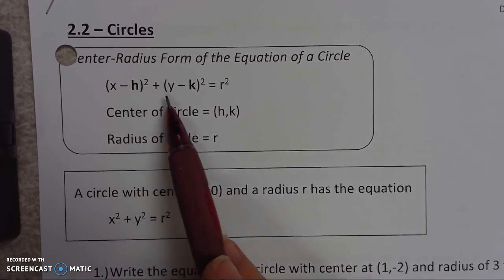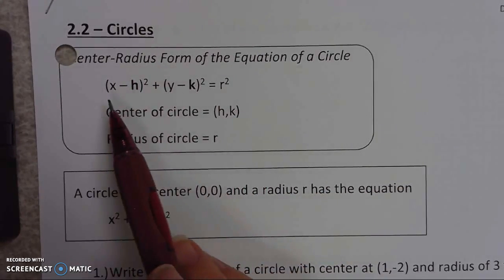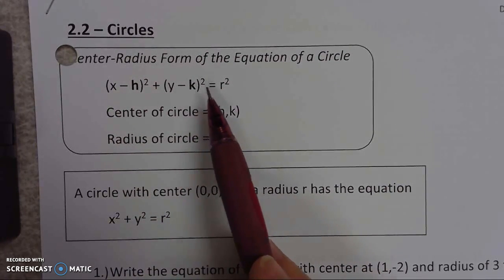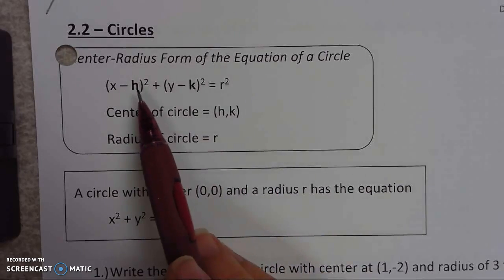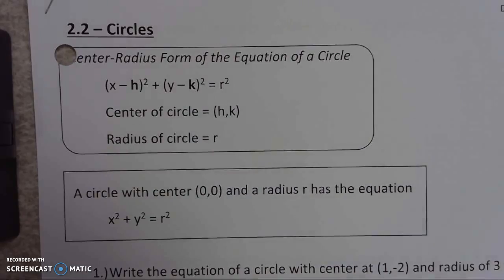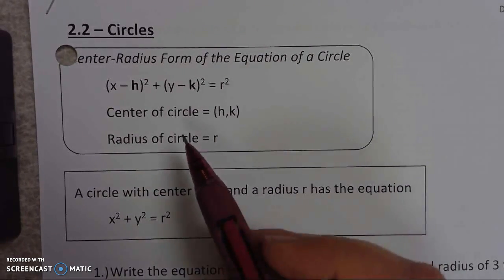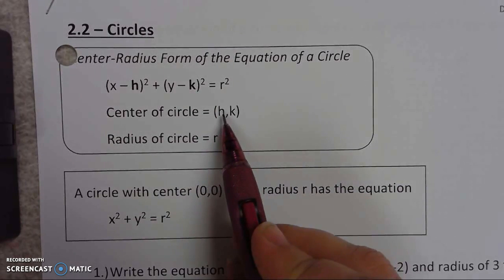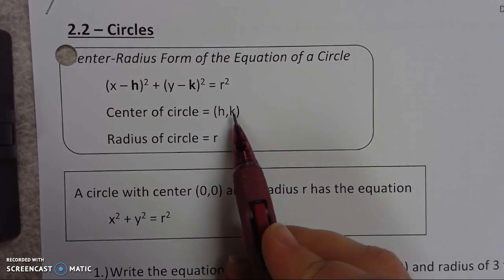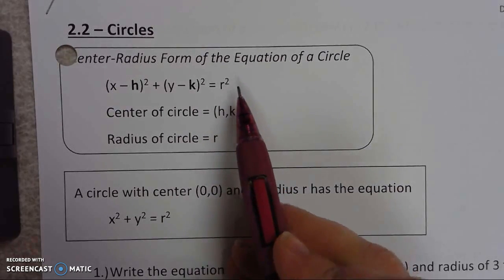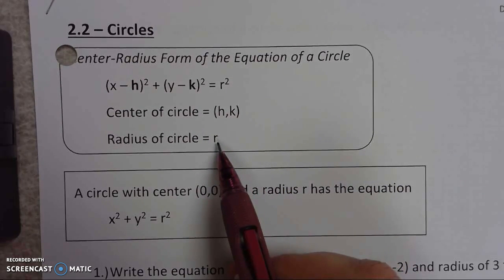So if you'll look here, this is the center radius form: x minus h squared plus y minus k squared equals r squared. The h, the k, and the r are numbers. X and y are always just themselves. If you take the h and the k, they give you the coordinates of the center of the circle. Then if you take the square root of r squared, that will give you the radius of the circle.